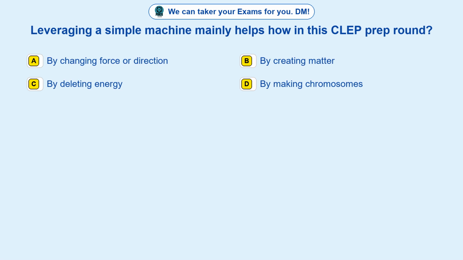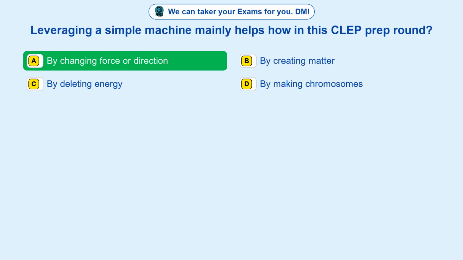Question 63. Leveraging a simple machine mainly helps how in the CLEP prep round? Option A, by changing force or direction. Option B, by creating matter. Option C, by deleting energy. Option D, by making chromosomes. The correct answer is option A.